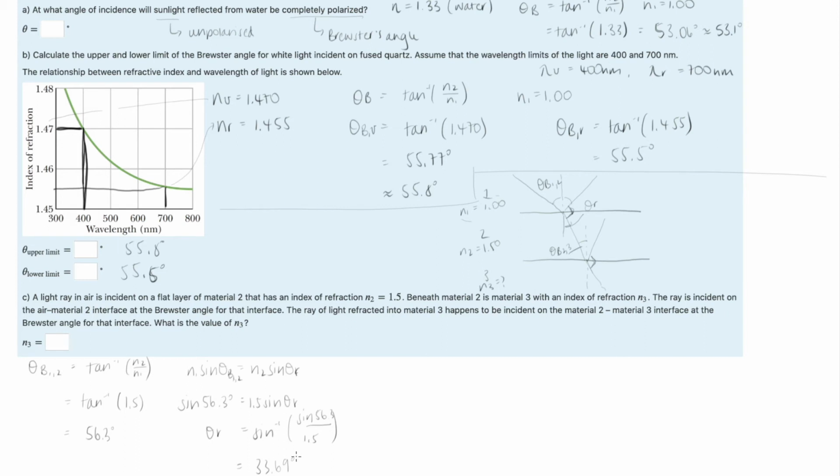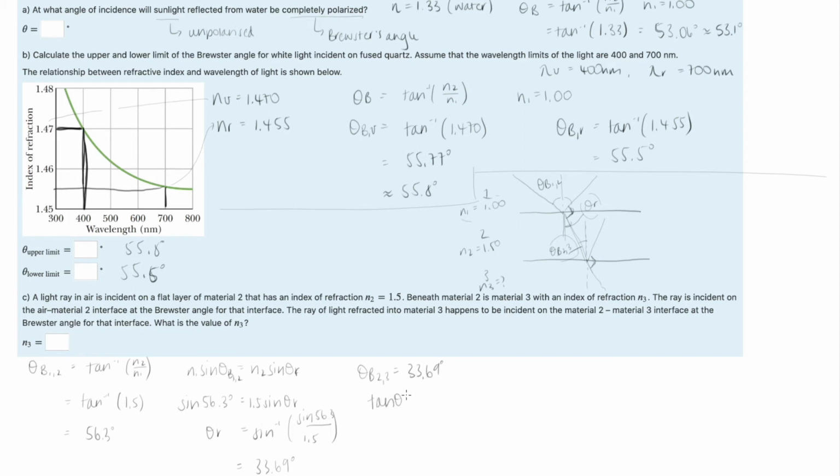33.69 degrees. Now, interestingly, if we work out these angles, the Brewster angle happens to be the refracted angle for the angle that we just calculated. So therefore, the Brewster angle for materials 2 and 3 is 33.69 degrees. So therefore, we can use our equation.